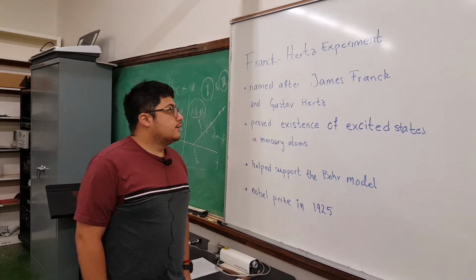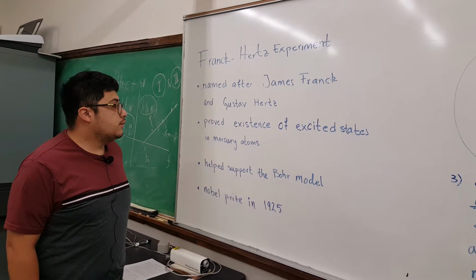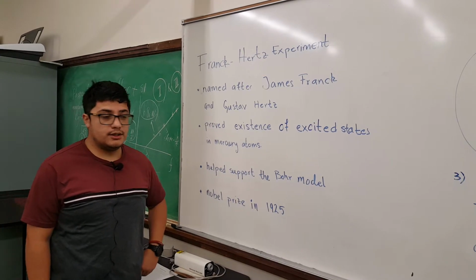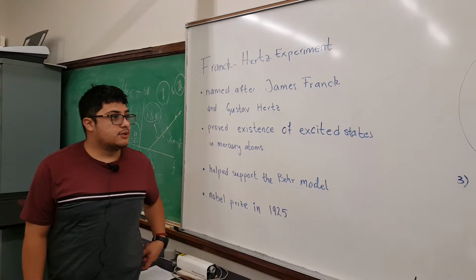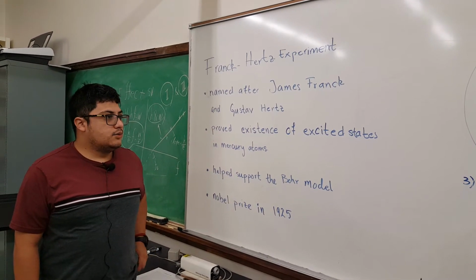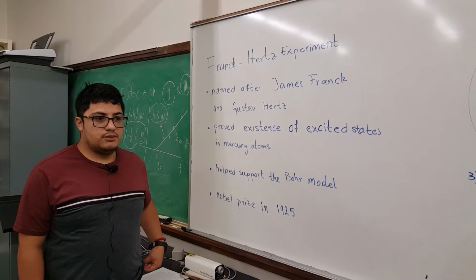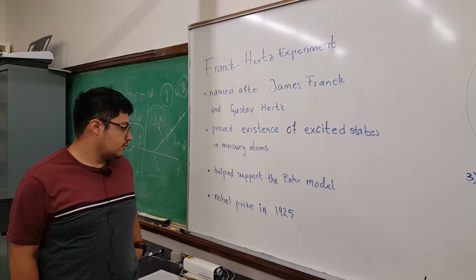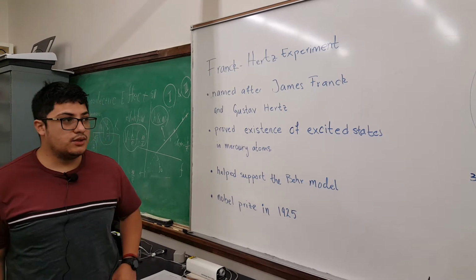Okay, so the Frank-Hertz experiment was named after James Franck and Gustav Hertz. And what it did was prove the existence of excited states in mercury atoms. In doing so, they helped validate and support the Bohr model, which earned them the Nobel Prize in 1925.